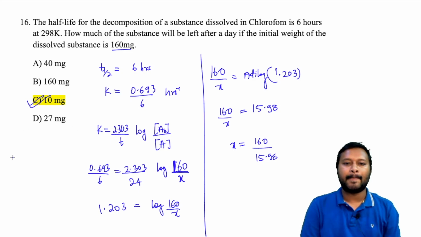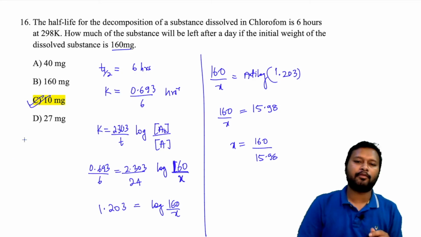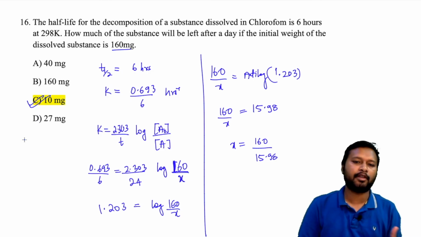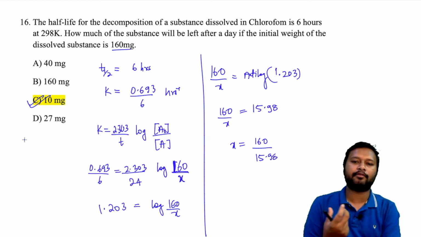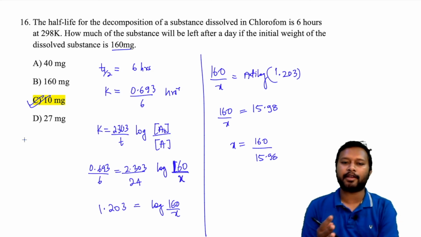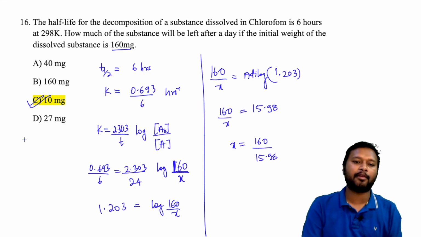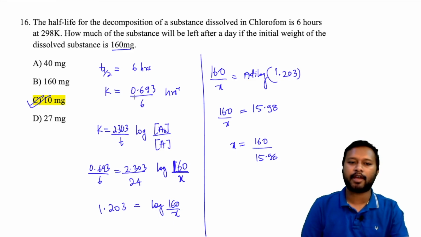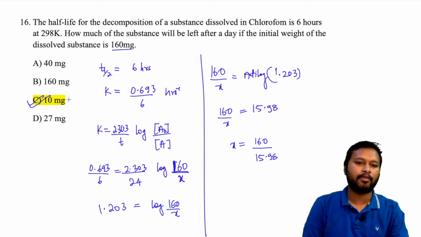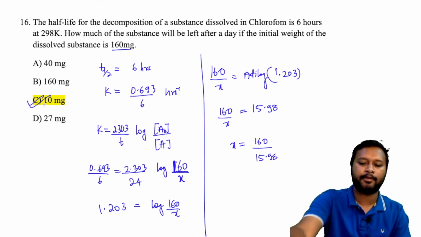So 10 is going to be the answer. The question was about the half-life was given and the decomposition was happening in chloroform. Generally the reaction which happens in chloroform is going to follow the radical mechanism, and radical mechanisms are generally first order. That's where I have taken the reaction to be a first order reaction, and that's how I got the answer. All right, so these things you should know, then only you will end up getting the correct answer.